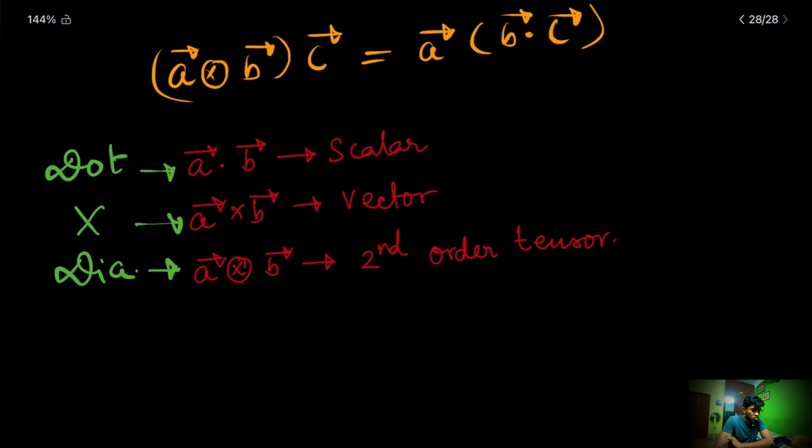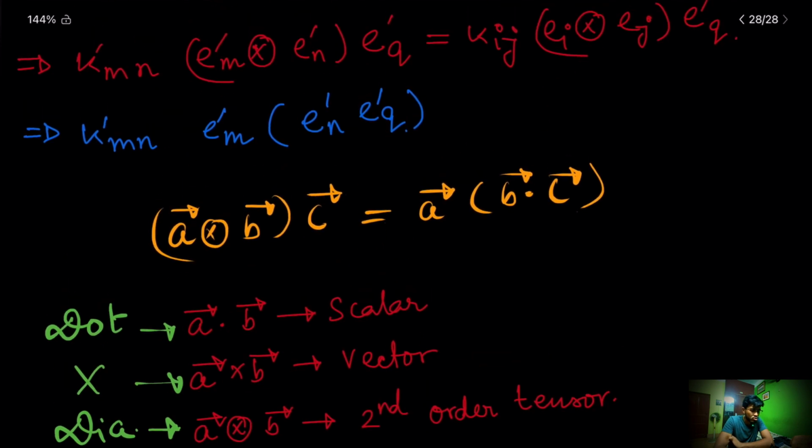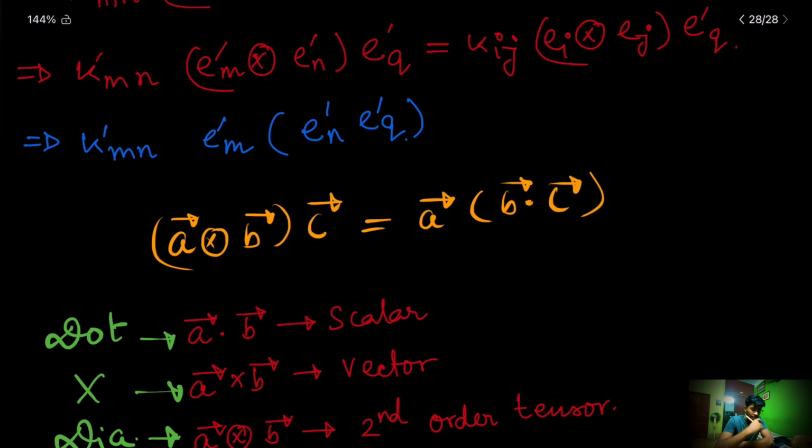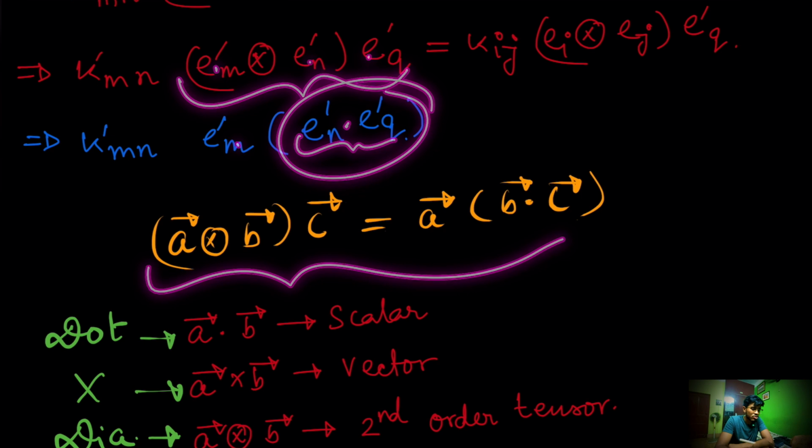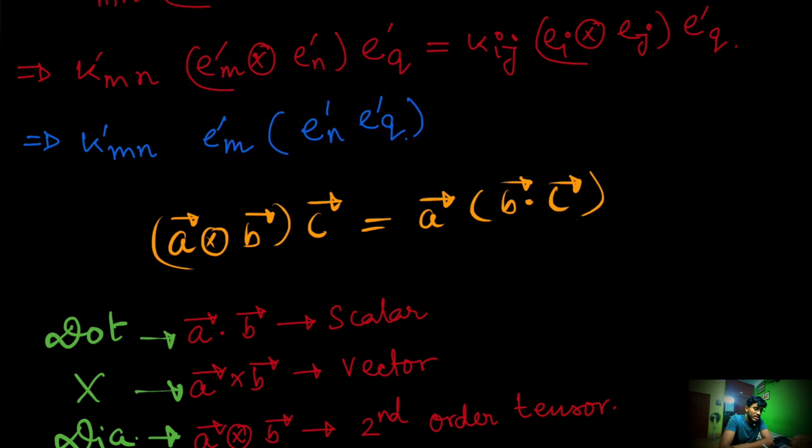So I would not like to remove this. And from this fact only, this has come, that is, this dyadic this into this is equal to this into this dot this actually. A into B dot C. So this is equal to Kij, and similarly Ei into Ej Eq.